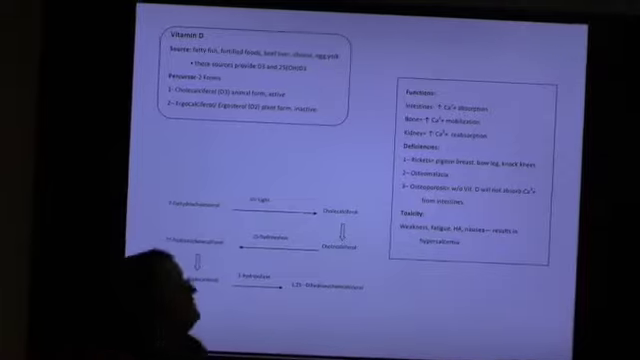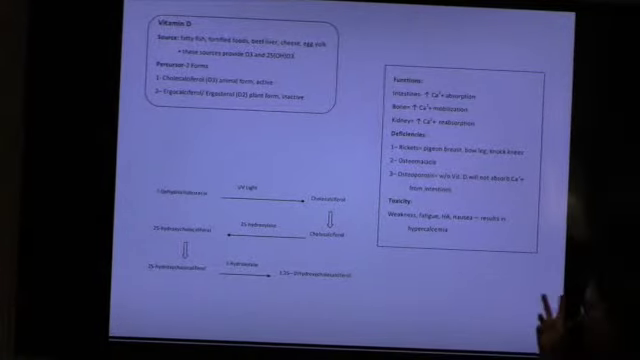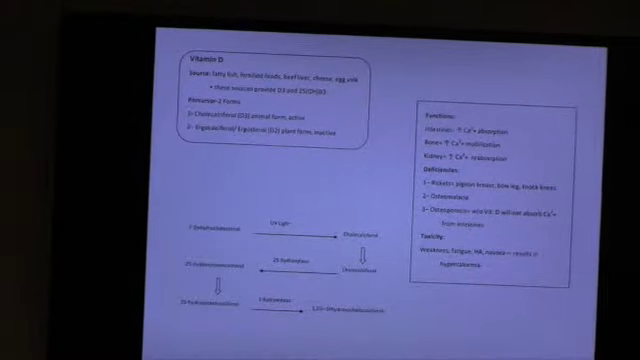Sources of vitamin D: fatty fish, fortified foods, beef liver, which is very tasty by the way, cheese, and egg yolk, okay? The one you need to really know is D3. D3 is your animal form, and that's cholecalciferol. D2 is your plant form, and it's going to be inactive in humans. So your active form is D3. Make sure you know that, okay?